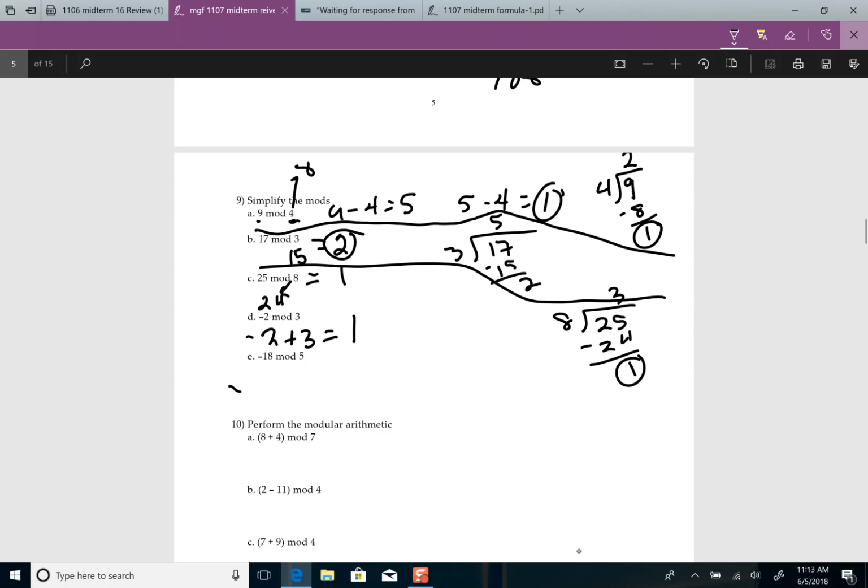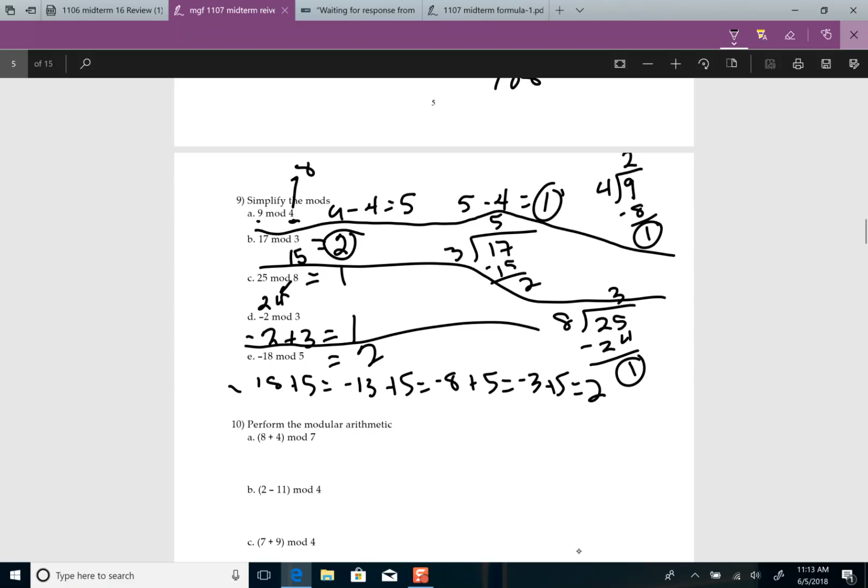On negative 18, if you add 5, you get negative 13. So add 5 again. You get negative 8. Add 5 again. You get negative 3. Add 5 again. You get 2. All right. If you want another way to think about it, you think of a multiple of the mod. So my mod is 5, and I'm thinking, what's a multiple of 5 close to 18, but bigger than 18? That would be 20, and I would do 20 minus 18 is 2.